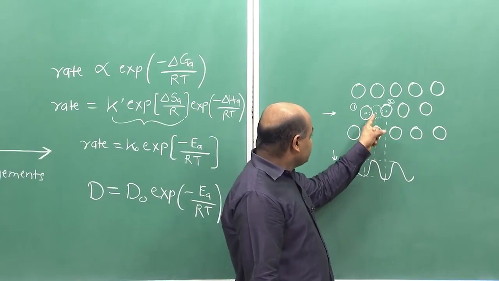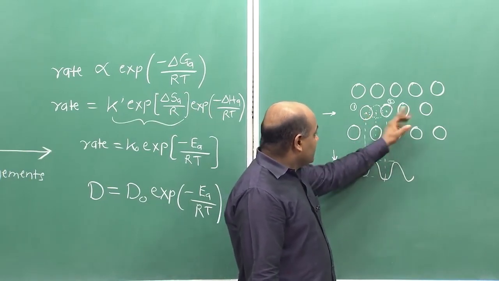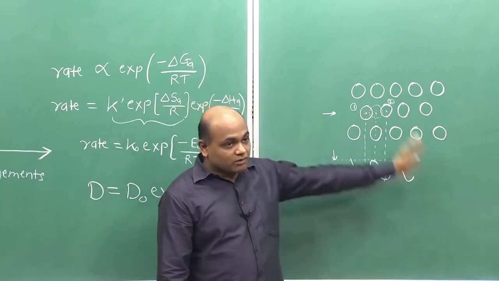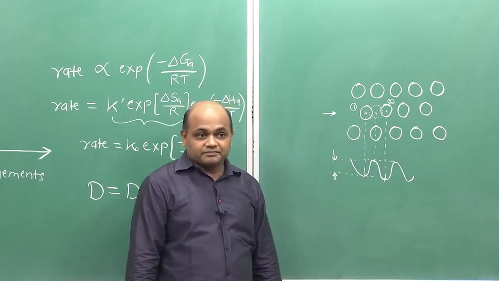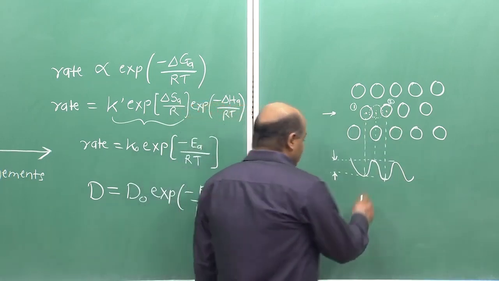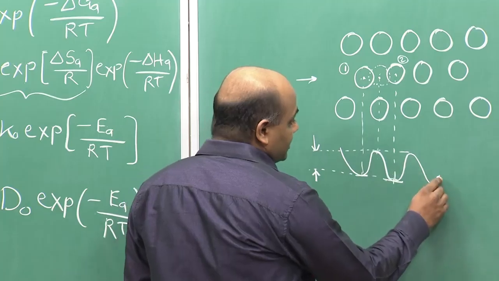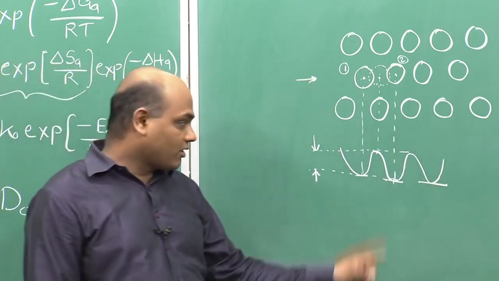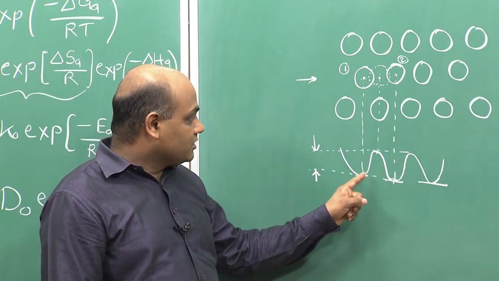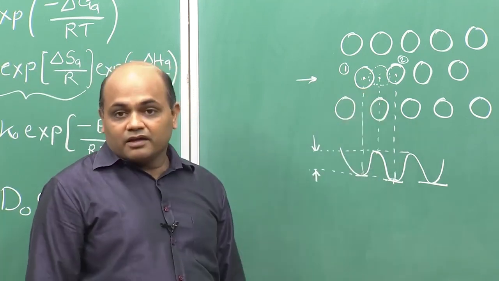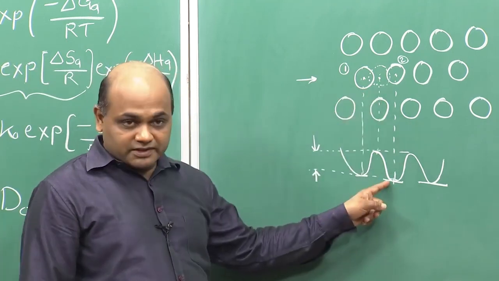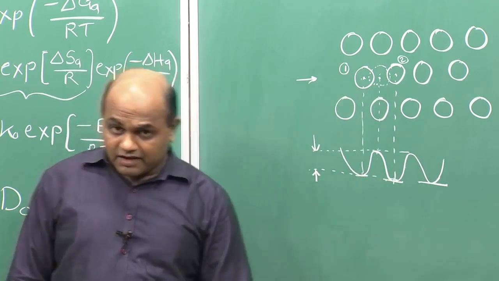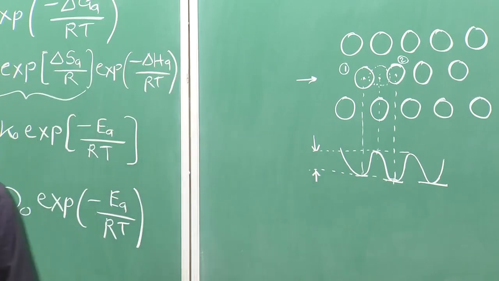Now, suppose the chemical potential was uniform throughout the lattice, right. In that case, this potential energy well depths are same, right. So, when atom jumps from position 1 to position 2, there is no change in Gibbs free energy. That means there is really no driving force for this jump.